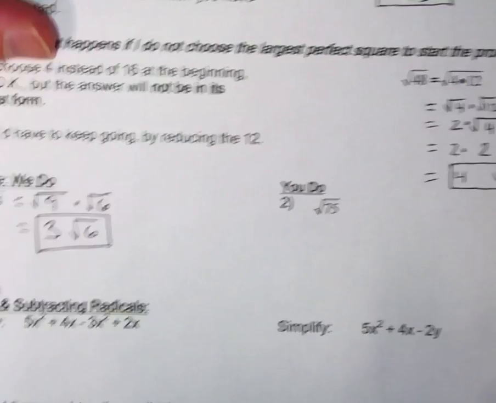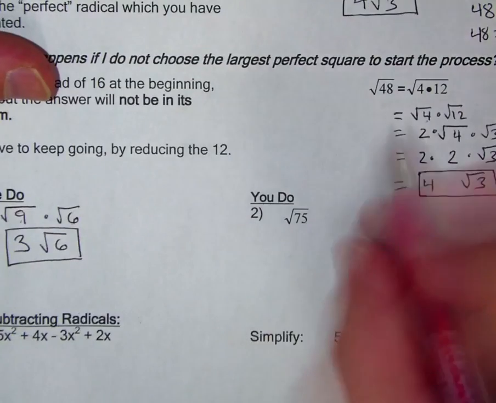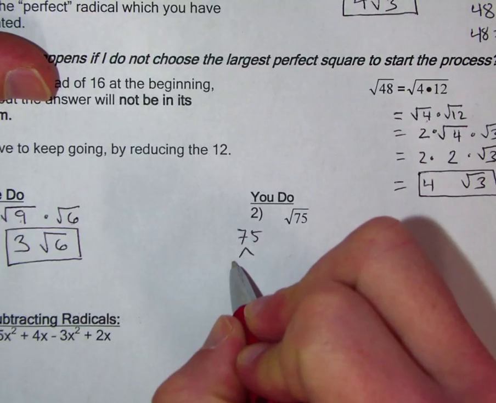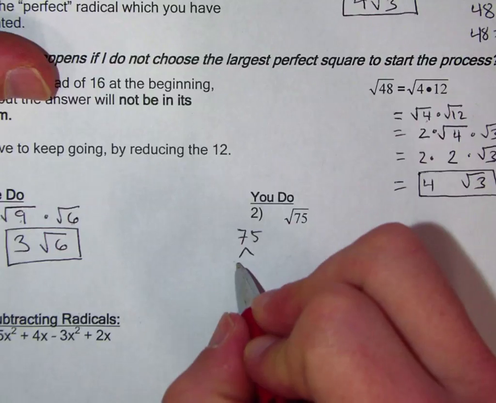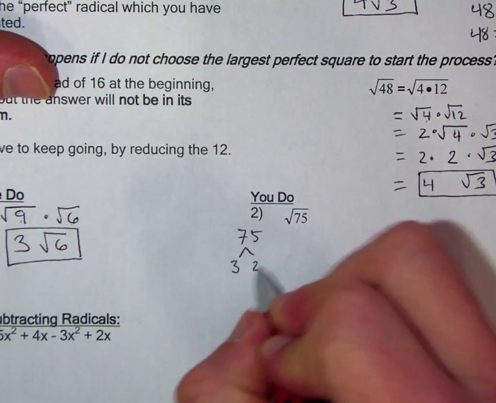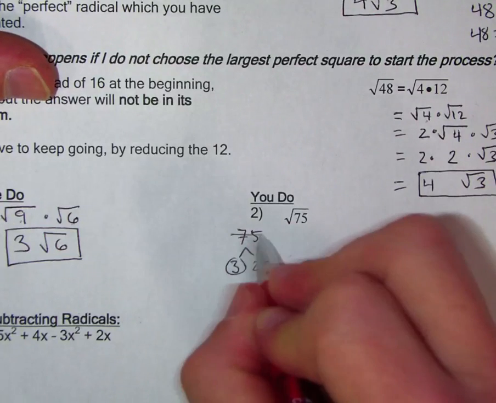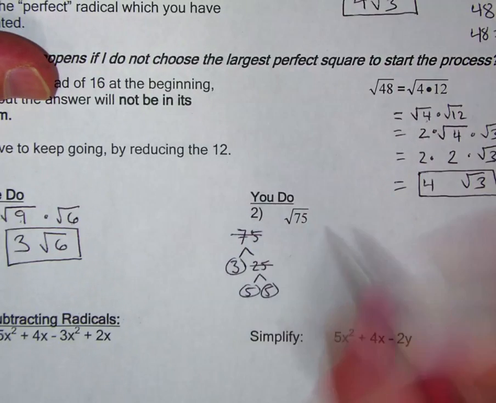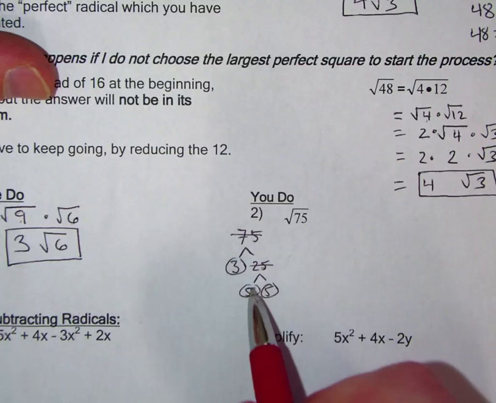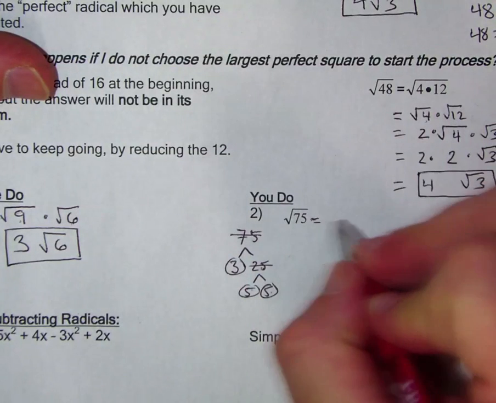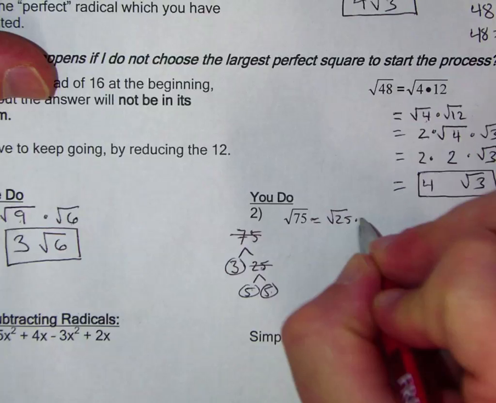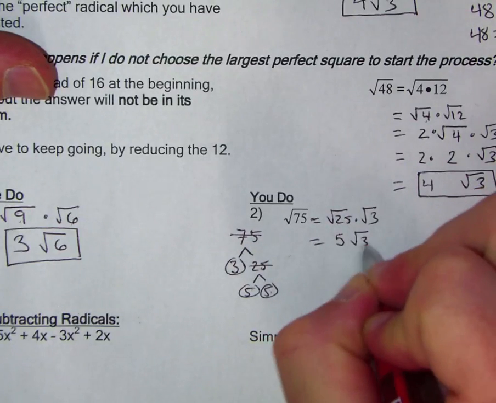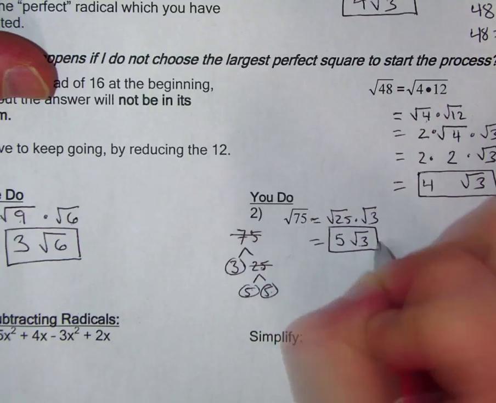Next one up, square root of 75. You can go do this right here. Okay, 75 I can already tell is 3 times 25. This is 5 times 5. So there's my perfect square, 25. 5 times 5 is 25. So I can rewrite this as square root of 25 times square root of 3. I know the square root of 25 is 5. And I'm reduced. All simplified.